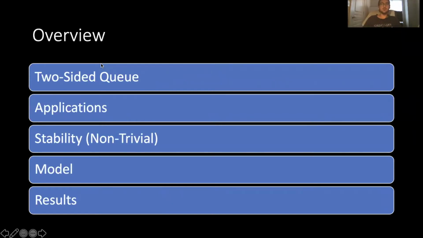Let's look at the overview of the talk. We'll first talk about what a two-sided queue is, then we'll look at its applications, which will highlight why it is important to study a two-sided queue. Then we'll look at the stability, which I will point out to be non-trivial. We'll then look at the model and results in the paper.